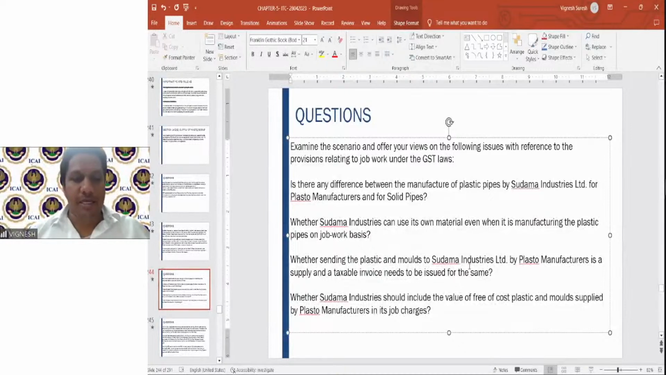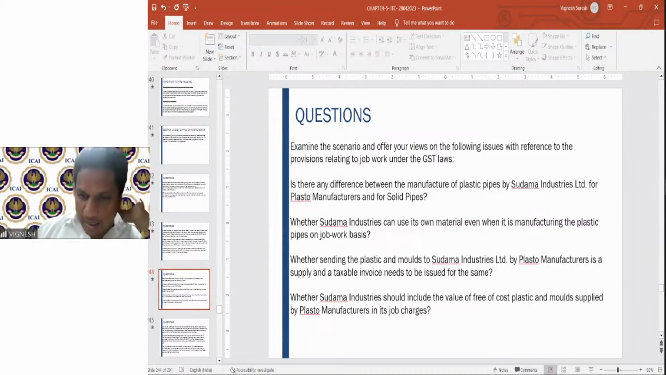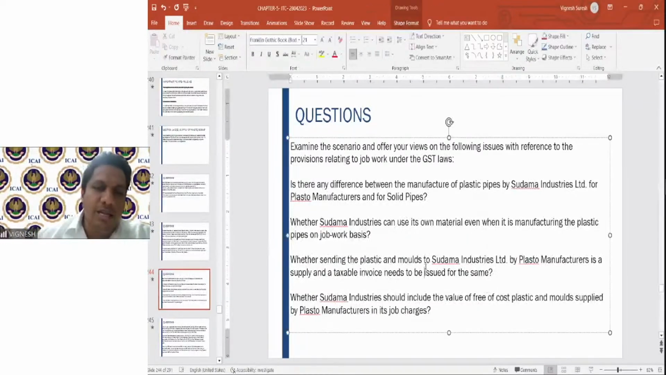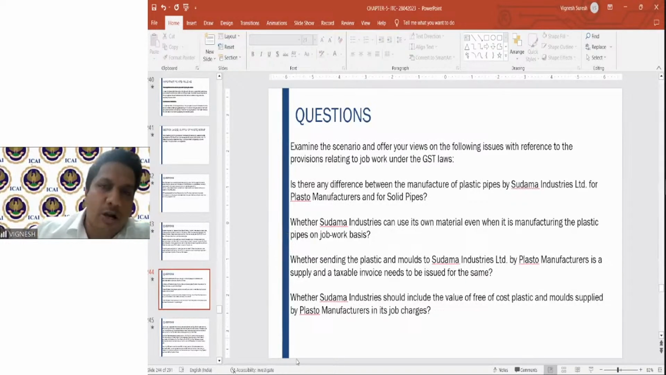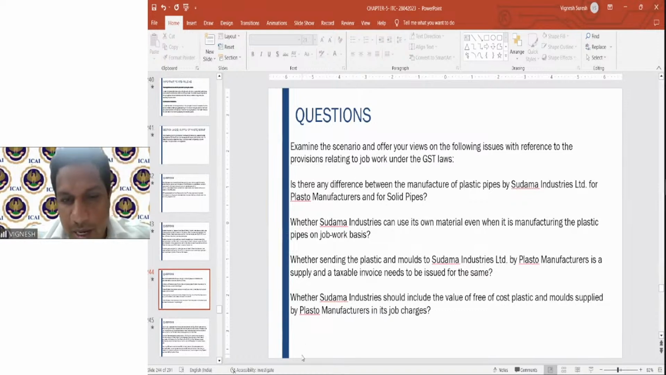Then, whether sending the plastic and molds to Sudama by Plasto manufacturers is a supply and a taxable invoice needs to be issued. When Plasto is sending to Sudama, it is in the nature of job work, so without payment of tax he'll send it. Therefore, the invoice is not required. It is not a supply at all. Only when the plastic is not sent back within the respective time period, that is more than 1 year, and after that he sends the plastic, only then the tax invoice has to be issued.